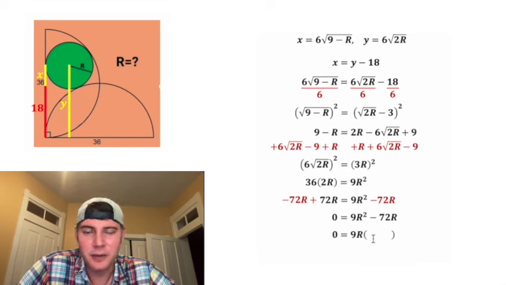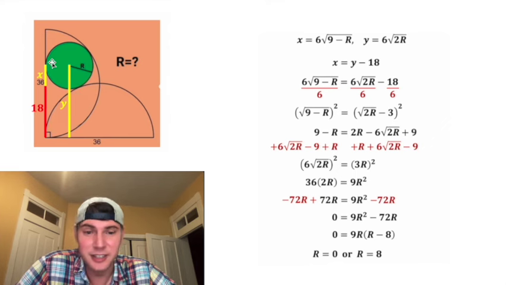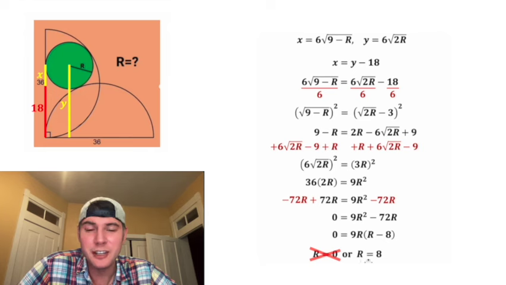And 9r times what gives us 9r squared? That's r. And then 9r times what gives us negative 72r? That's negative 8. So from here, since we have two things multiplied to give us 0, we can say either this thing equals 0 or this thing equals 0. And then 9r equals 0 is the same thing as r equals 0. And since the green circle exists, r cannot be 0. So we can cross that out. So now we know that r is equal to 8.